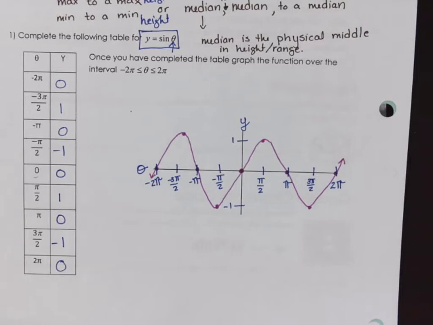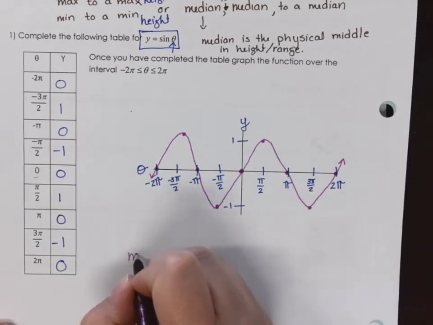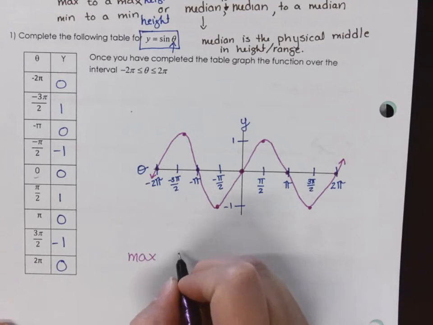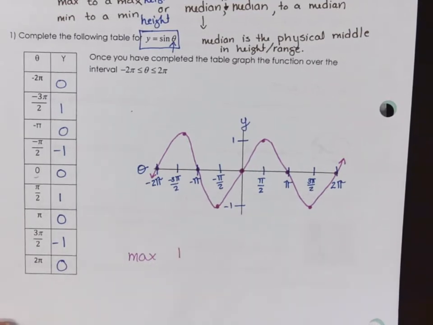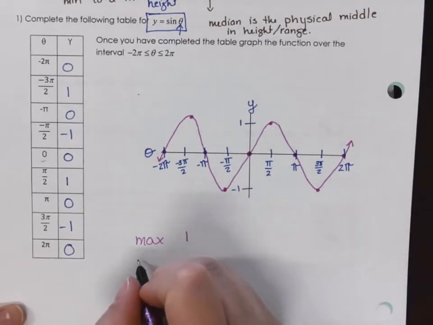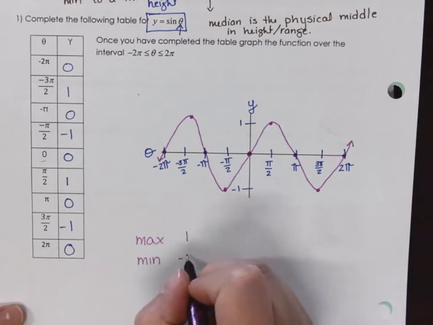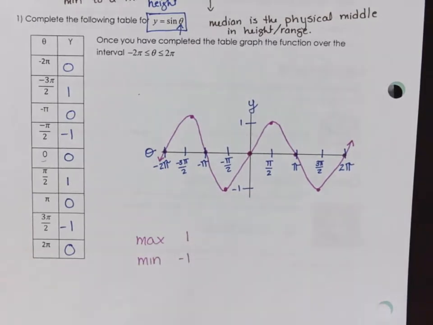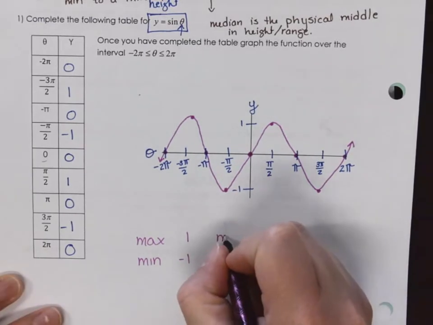So let's talk about this graph for a second. I want to talk about the arrows of this graph. So you guys would agree that the maximum of this graph is a positive 1. You guys would agree with that? And you would agree that the minimum is a negative 1. What's the median? 0.